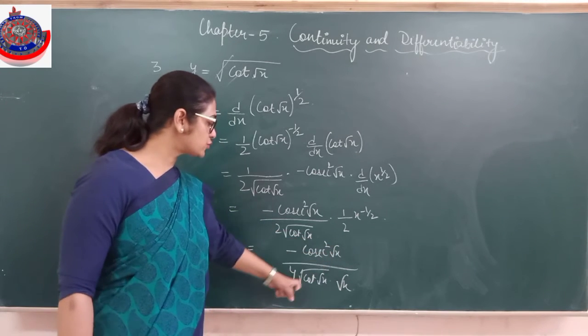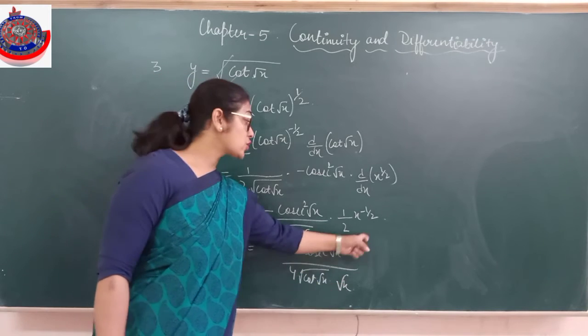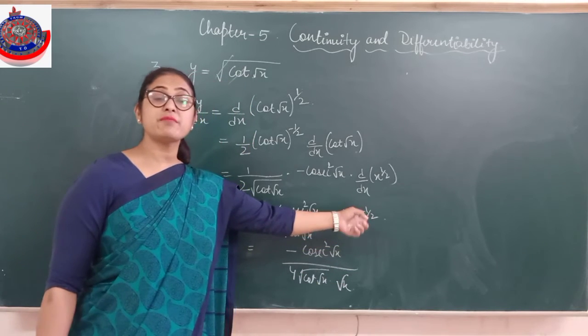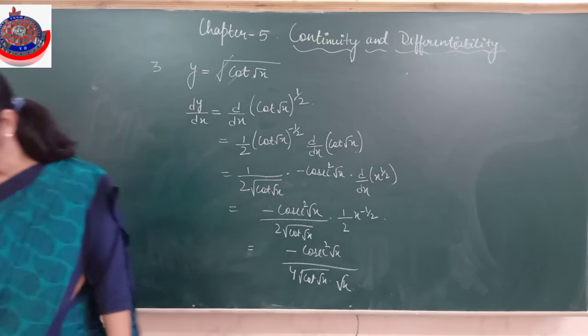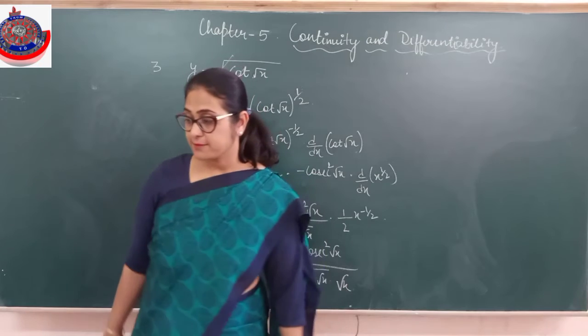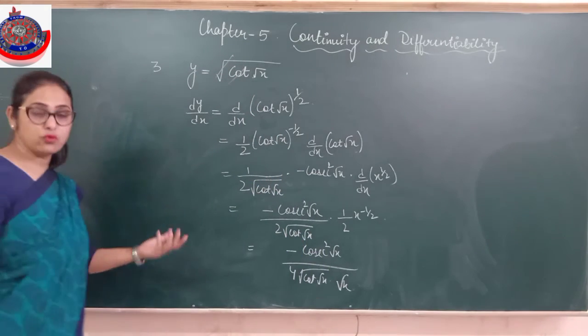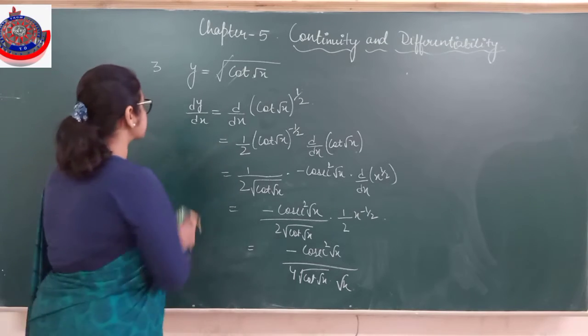Minus cosecant square root x upon 2 into 2, 4 under root cot root x into cot root x. Because this x is raised to power minus 1 by 2, when it goes in the denominator, this will be written as under root x. Is this clear? Alright, let's pick up one more so the concept is clear.